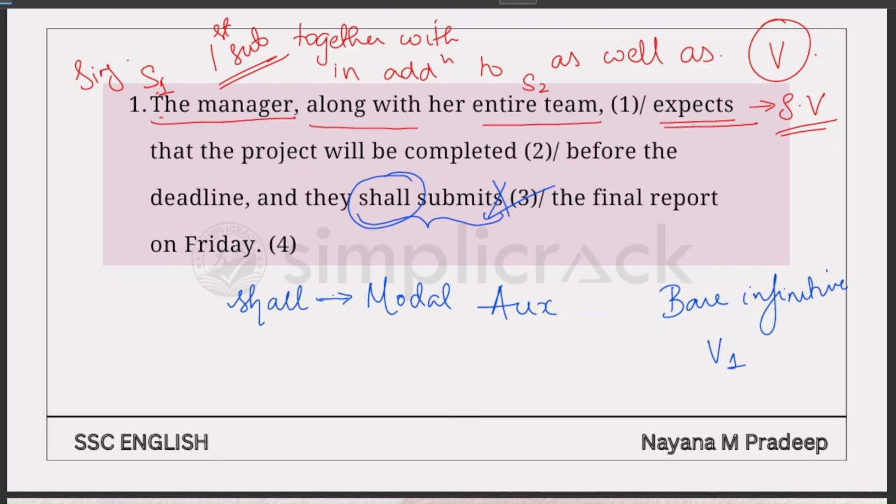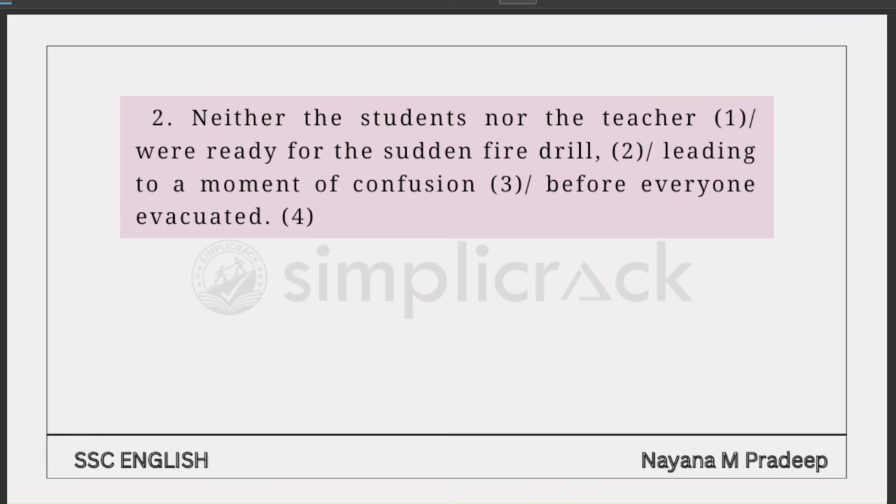Sometimes the error may not be in the first part. See here itself, when you see along with, immediately most of the students will think about the rule regarding along with, together with, etc. But here that is not the case. They have put the error in the use of the modal auxiliary and the bare infinitive form. Okay, so make that clear. Now we will move on to the next question.